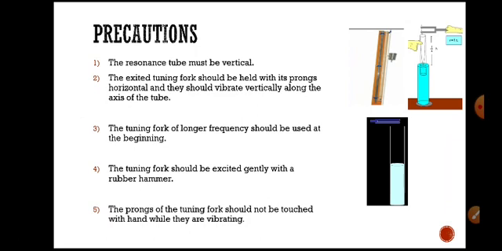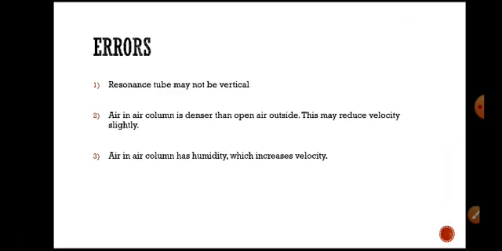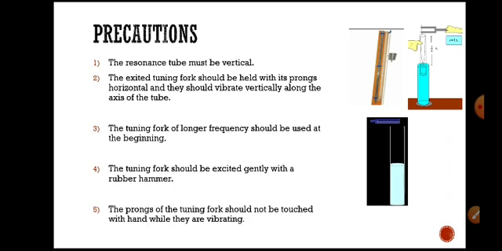And the length 1 and length 2 should be noted exactly, without parallax. In general, the second resonating length is about 3 times the first resonating length. So these are the precautions you should follow while performing the experiment.